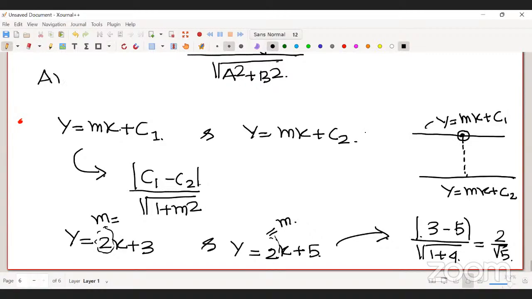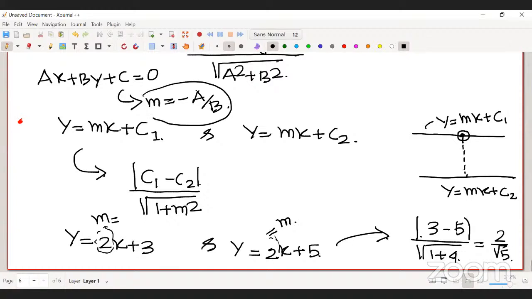line like this, ax plus by plus c, then the slope is basically minus b by a, right? A by b. A by b. Okay, so whatever expression you get in terms of a and b, you can convert it into m. If you convert it by putting this one, eventually you will get this one.